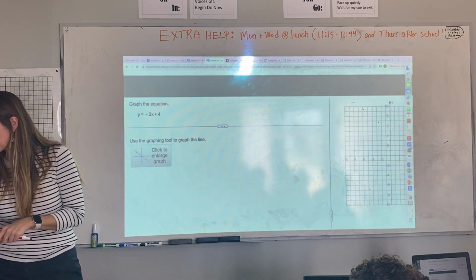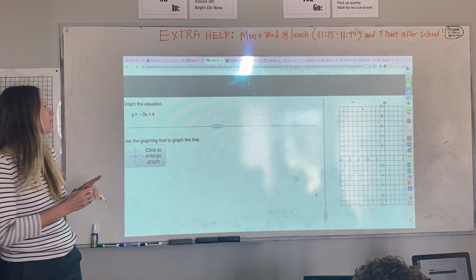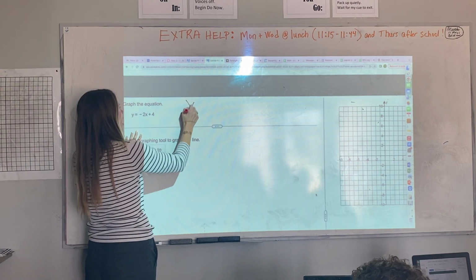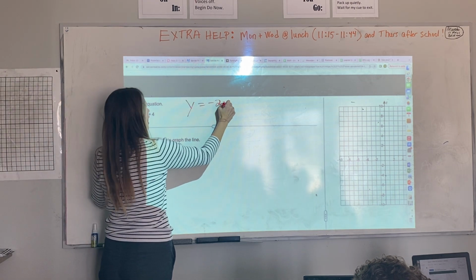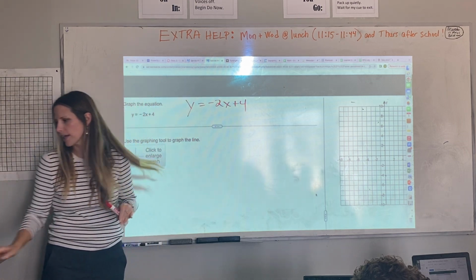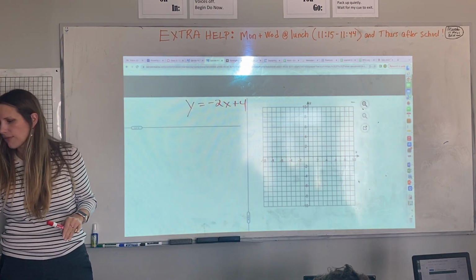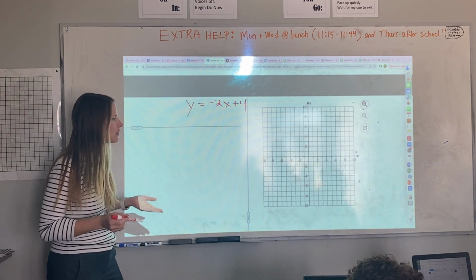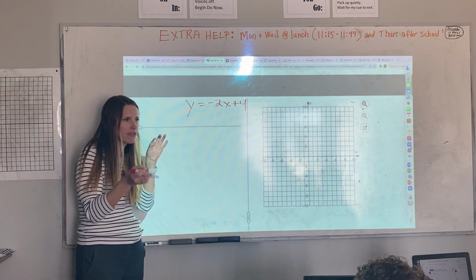So, okay, we're graphing this equation. I'm just going to write it here. Y equals -2x plus 4, so that I can move this over and graph over here. Now, thankfully, they're actually going by 1 unit for each thing.